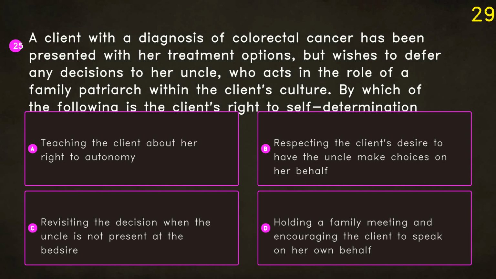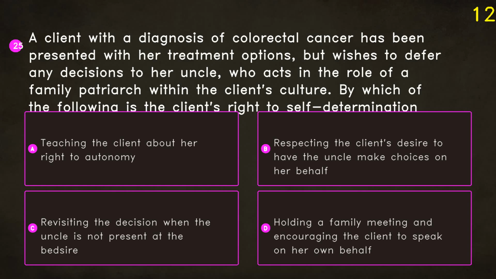Question 25. A client with a diagnosis of colorectal cancer has been presented with her treatment options, but wishes to defer any decisions to her uncle, who acts in the role of a family patriarch within the client's culture. By which of the following is the client's right to self-determination best protected?